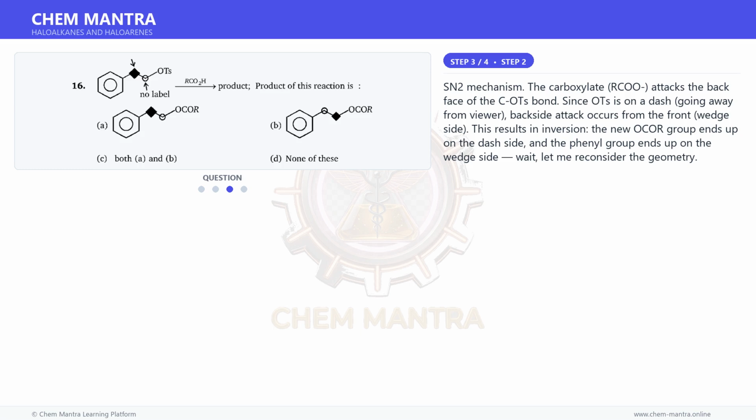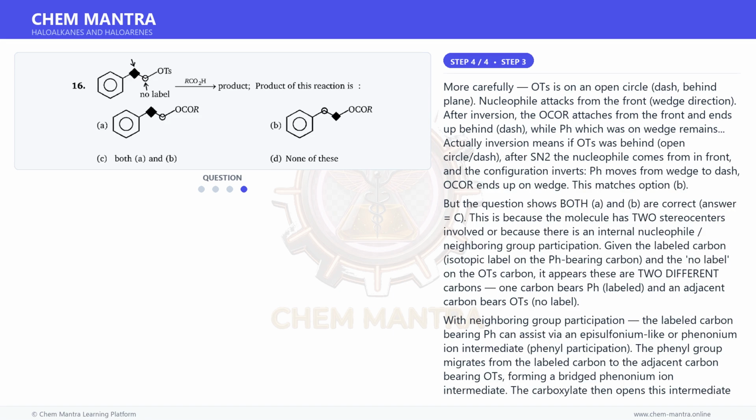SN2 mechanism. The carboxylate, RCOO-, attacks the back face of the C-OTs bond. Since OTs is on a dash, going away from the viewer, backside attack occurs from the front, wedge side. This results in inversion. The new OCOR group ends up on the dash side, and the phenyl group ends up on the wedge side. Wait, let me reconsider the geometry. And for the final step.